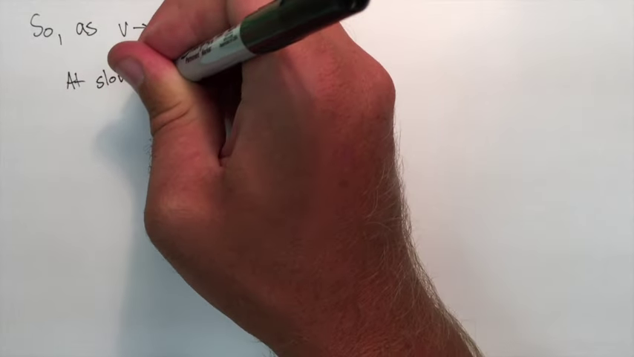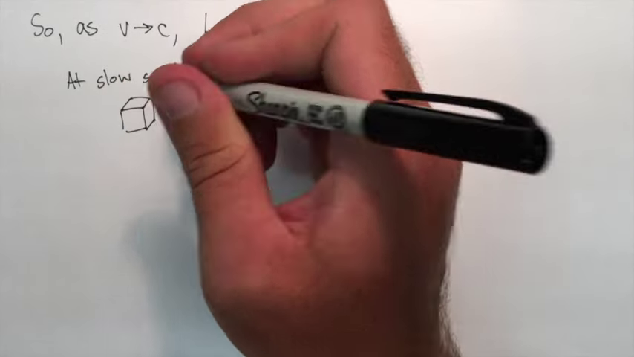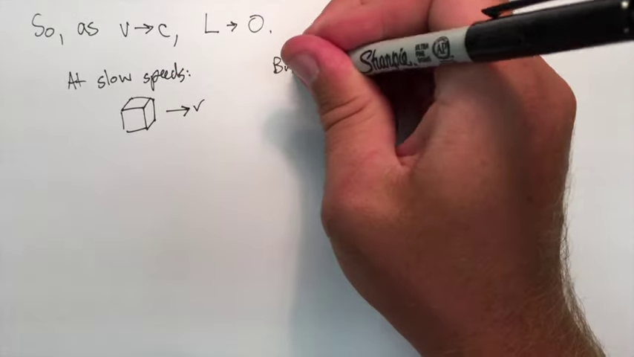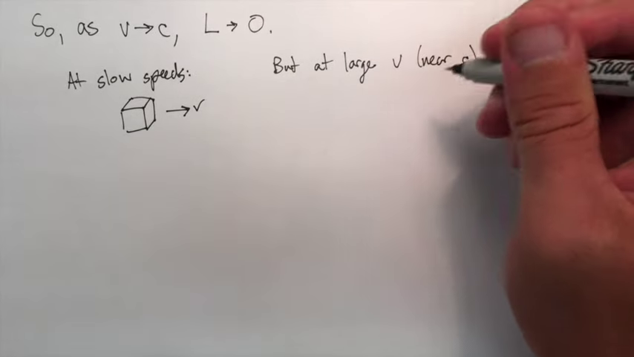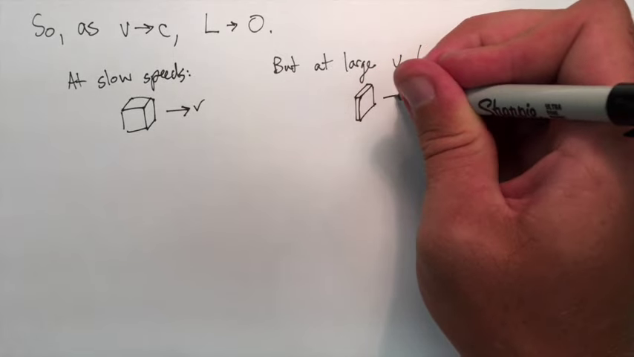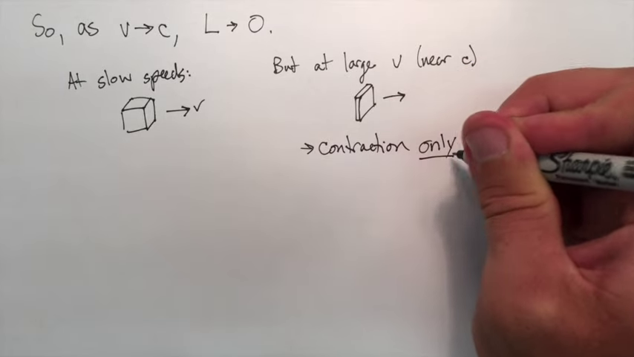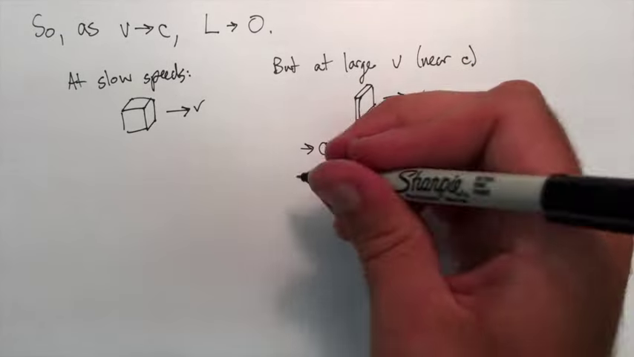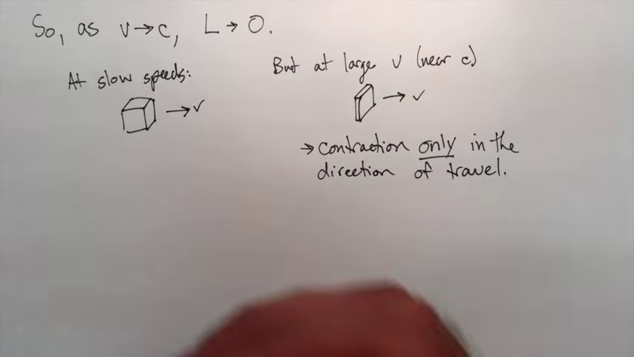To summarize, as we approach the speed of light, length will approach 0. At slow speeds, let's say we had a cube going by, the cube would look exactly like a cube. But at large speeds, near the speed of light, this cube is going to contract, but note this: it's not going to fully shrink, it's only going to contract along the direction of travel. So it's going to look more like a pancake. The height and the width do not get affected whatsoever.